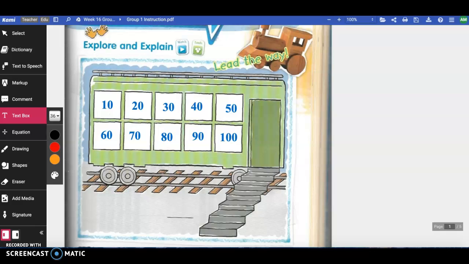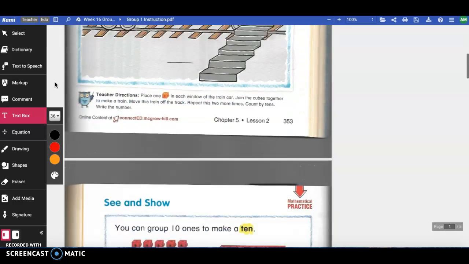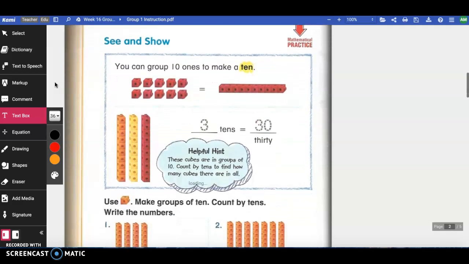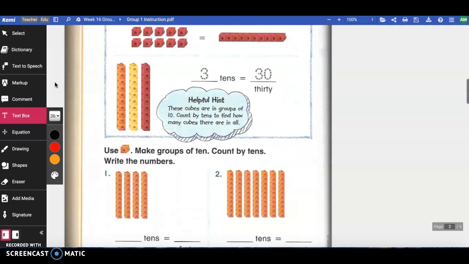All right, good job, everybody. So now what you're going to do is your teacher will pull up the assignment that you will do together, and you will complete this page here.